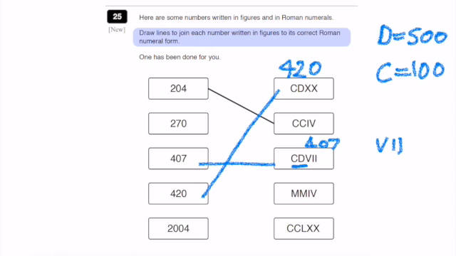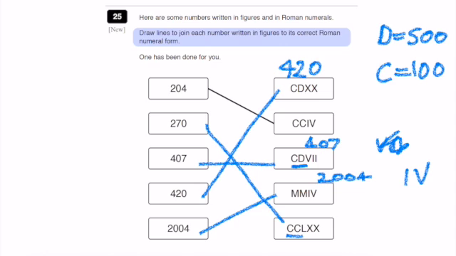Okay, the next one. MM is 2000. IV is 4 because it's 5 take away 1. So it's 2004. I think that's left us with only one. Now, there's only one left there, so it's obvious, but CC is 200, 50, 60, 70, 270. There you go.